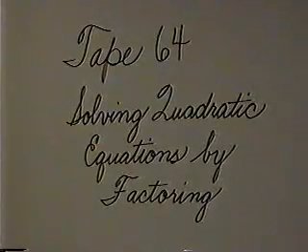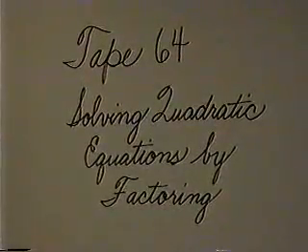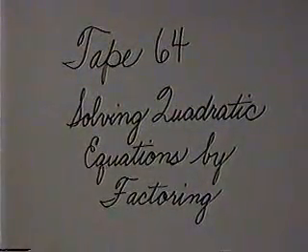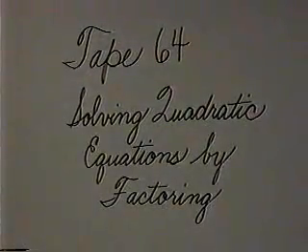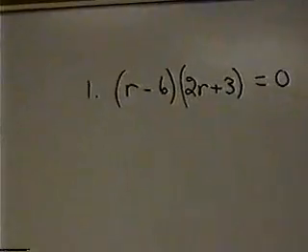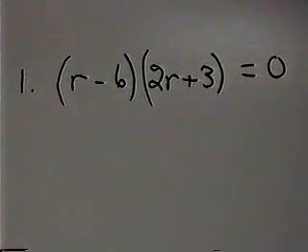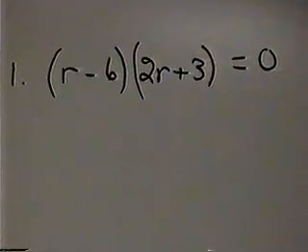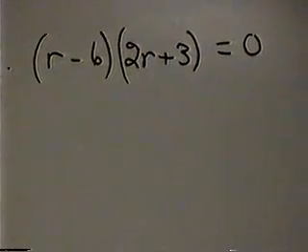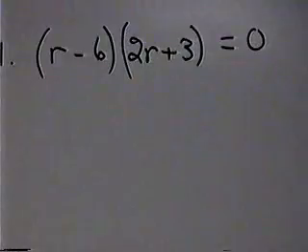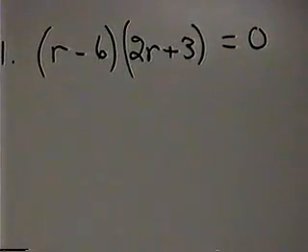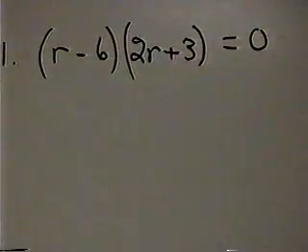Okay, tape 64 is solving quadratic equations by factoring. So let's go through these examples. Now, looking at example 1 and looking at your notes where you have those 4 steps, what we're doing here, starting at step 2, is this: if you have it factored, here's the process. So let's look at number 1.